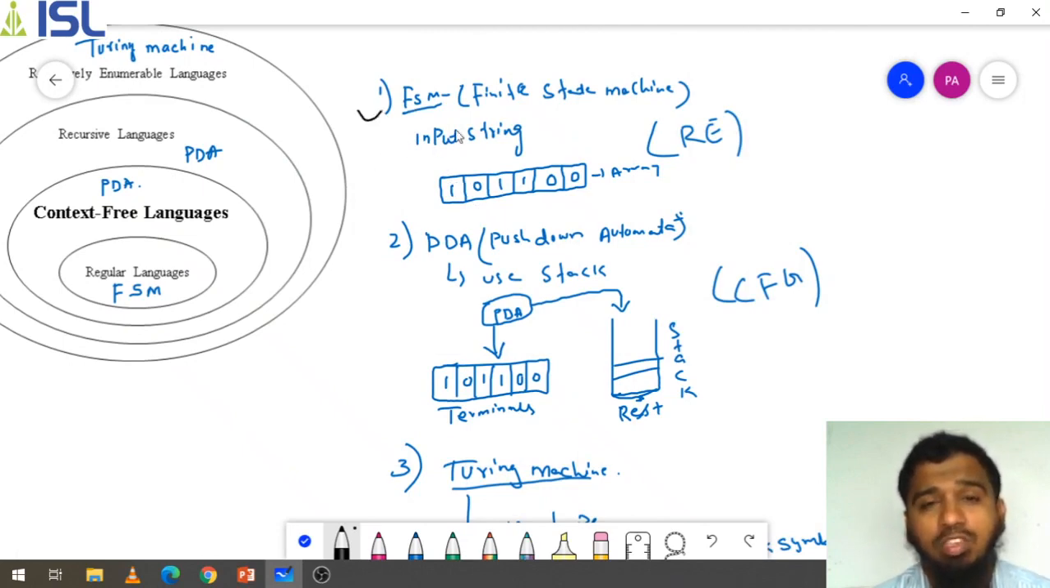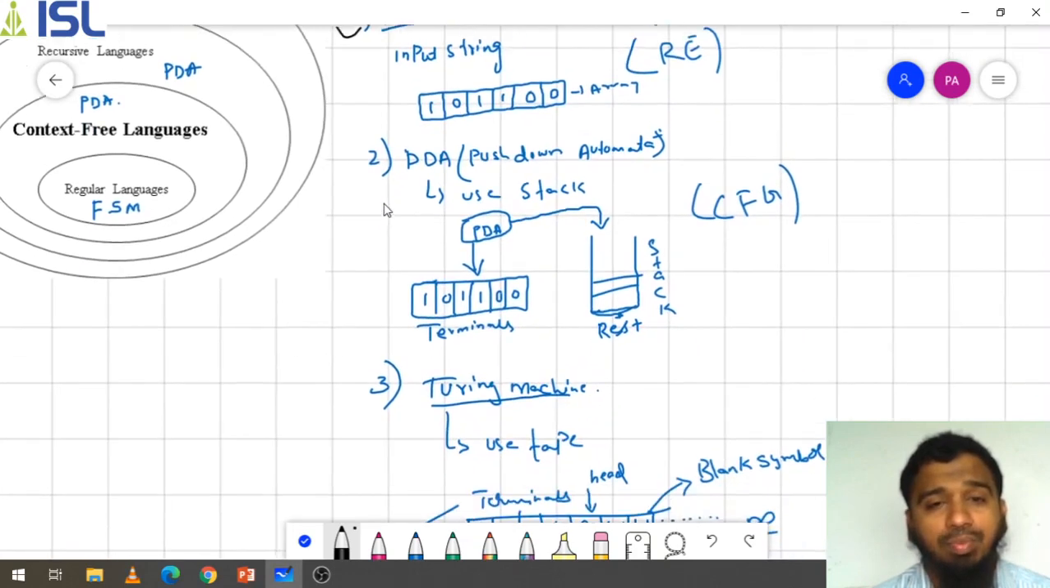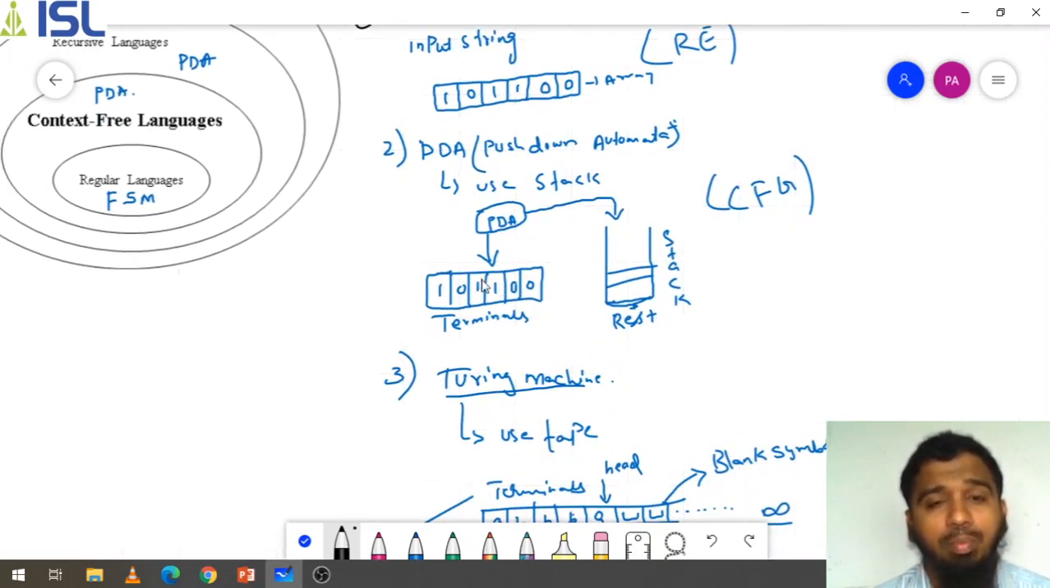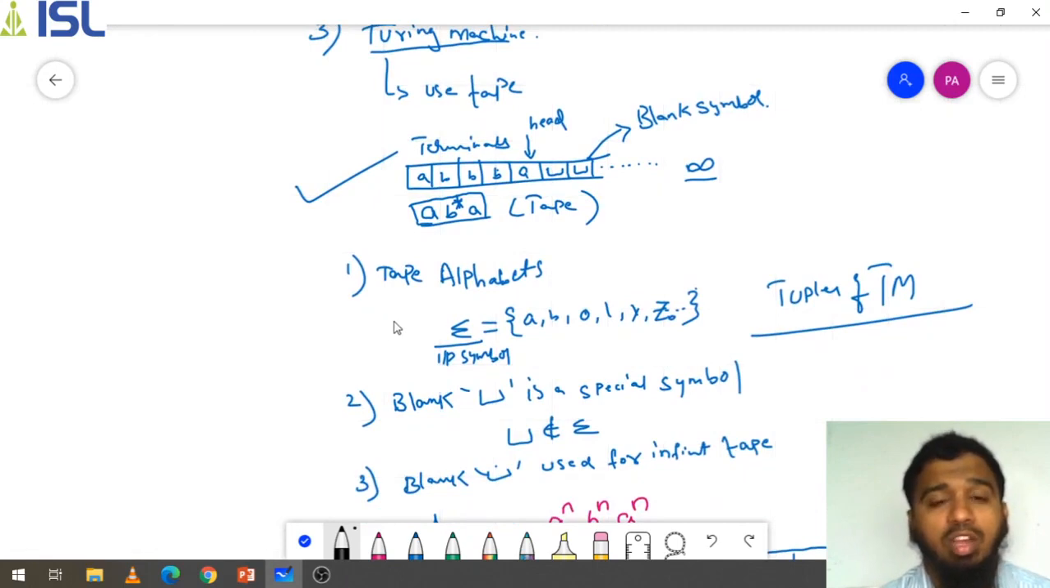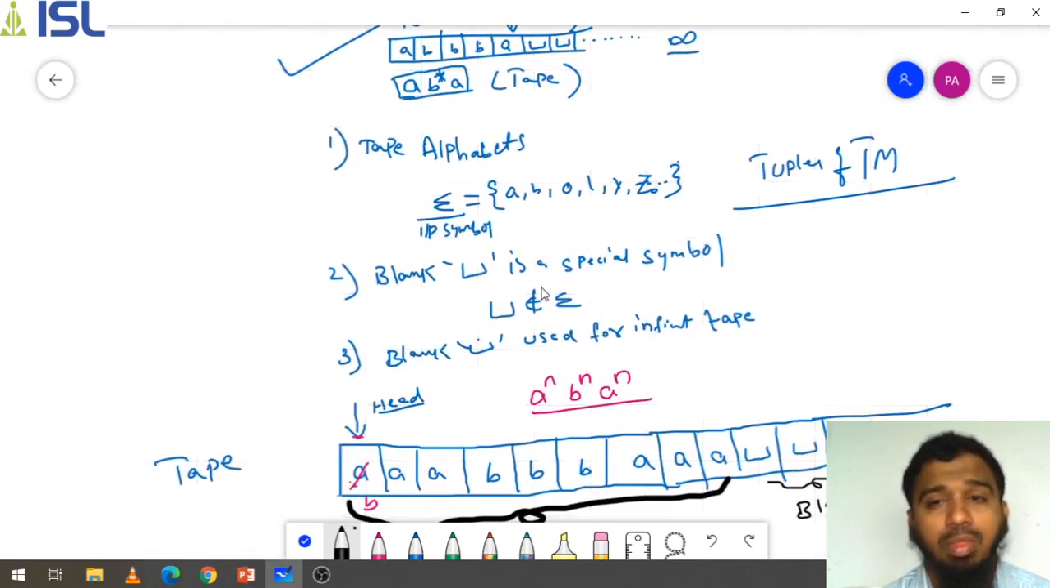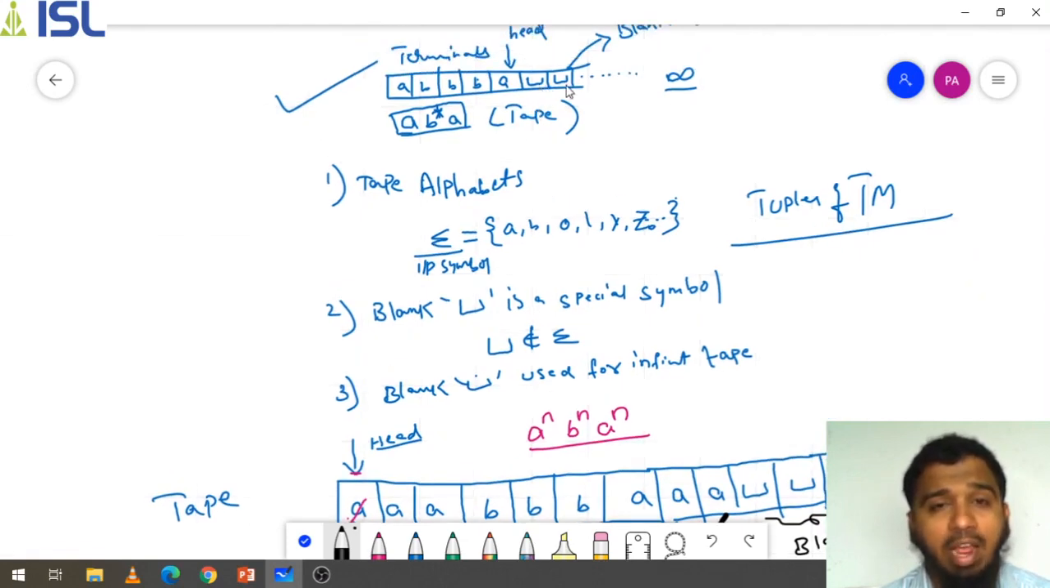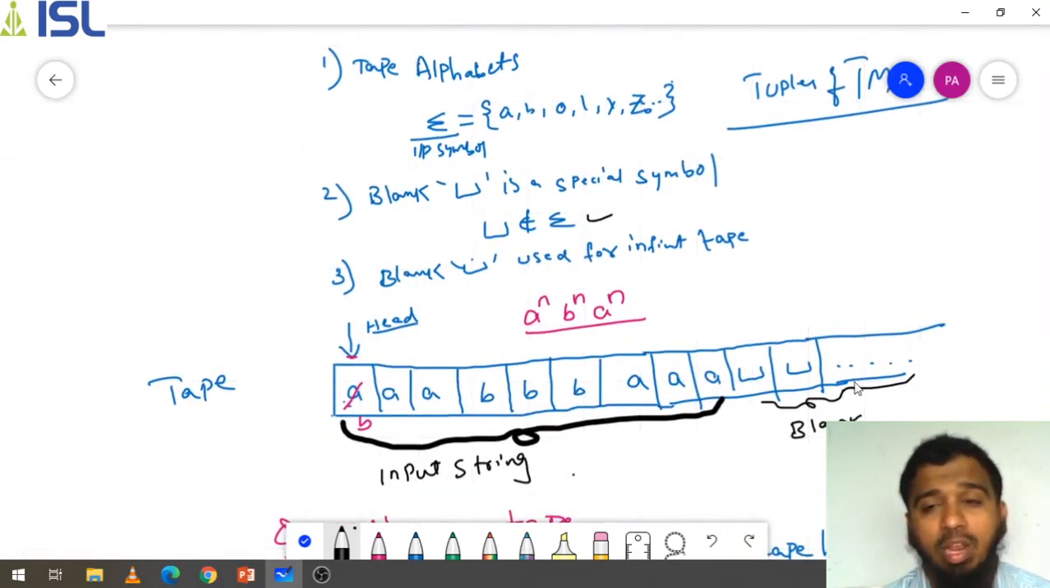First we saw the FSM, which is for regular expression grammar, and context free grammar is for PDA use, and Turing machine is using the tape, and it will solve the bigger automata machine problems. Here the tape has the alphabet sigma, the input symbols, which are terminals. Blank is the new term in the tape. Blank does not belong to sigma, and blank is used for the infinite tape.